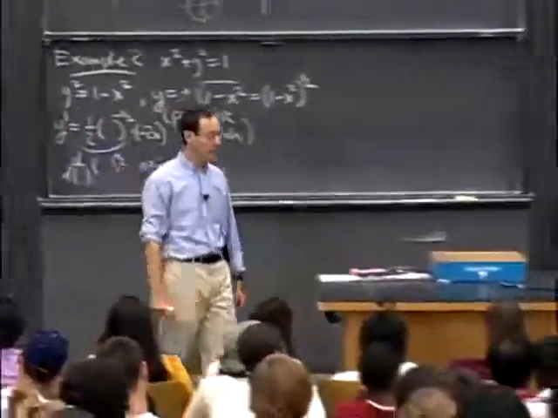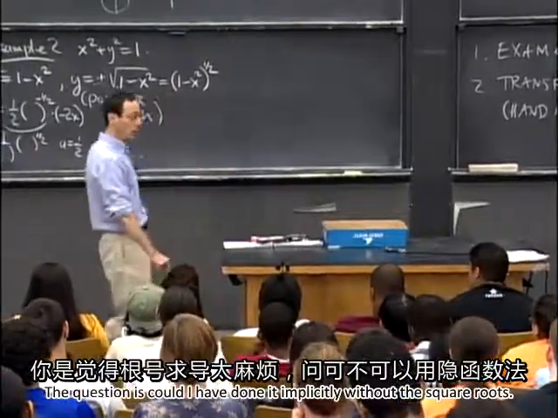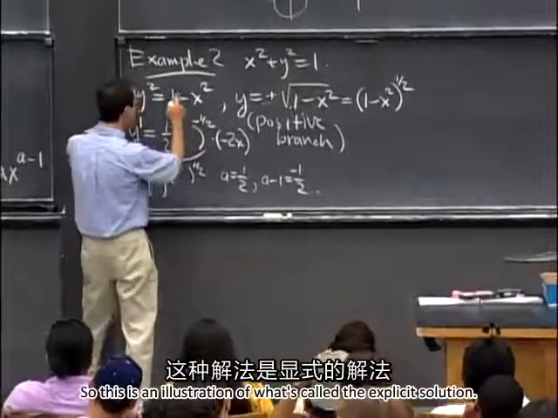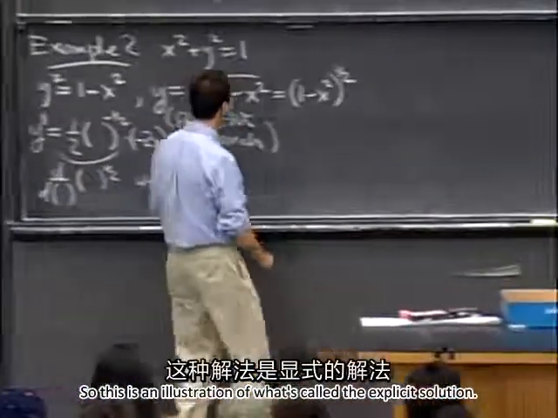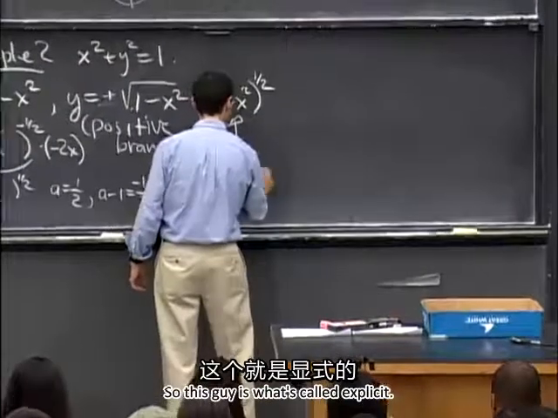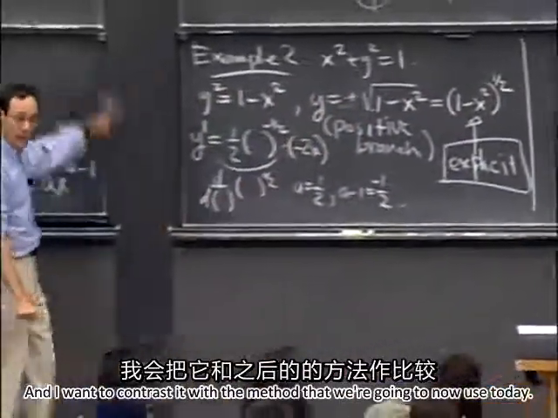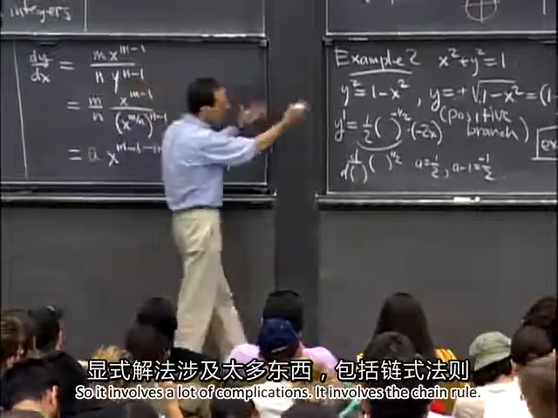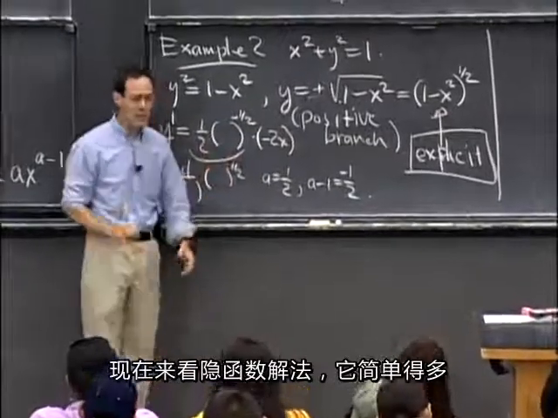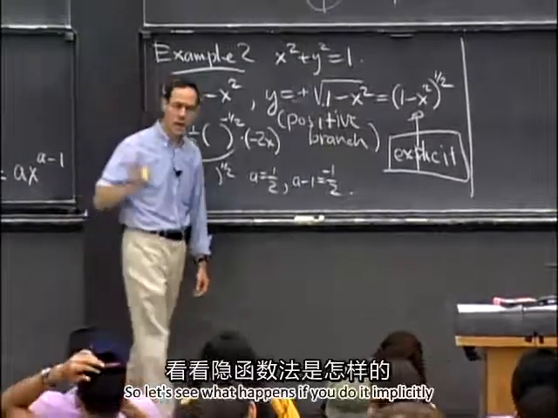Yes? The question is, could I have done it implicitly without the square roots? And the answer is yes, that's what I'm about to do. Okay? So this is an illustration of what's called the explicit solution. So this guy is what's called explicit. And I want to contrast it with the method that we're going to now use today. So it involves a lot of complications. It involves the chain rule, and as we'll see, it can get messier and messier. And then there's the implicit method, which I claim is easier. All right? So let's see what happens if you do it implicitly.